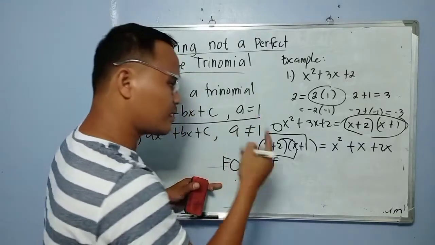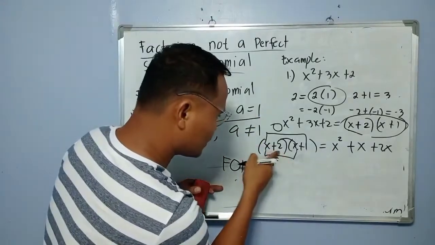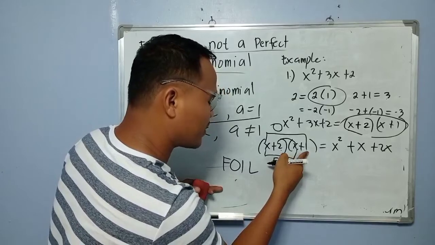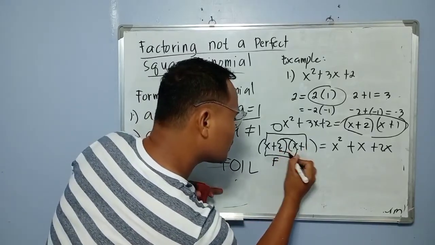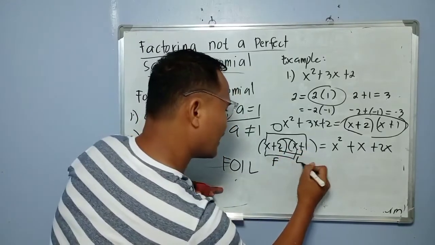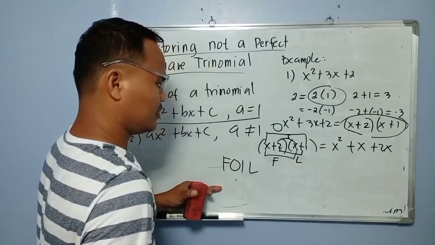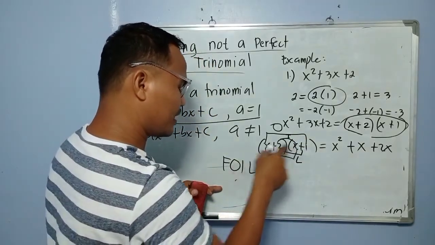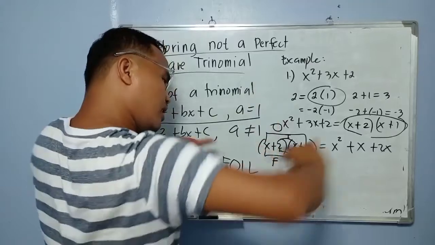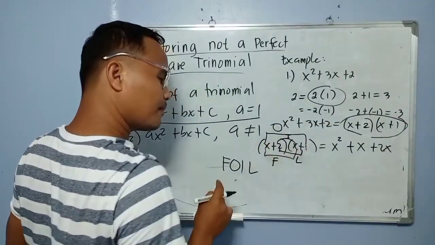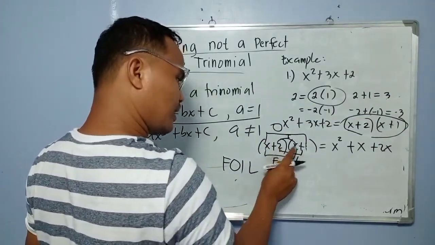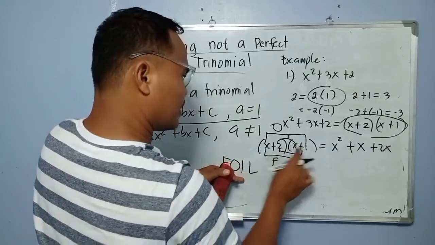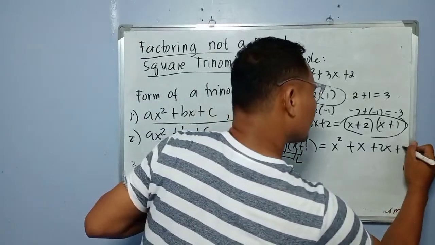And then L, the last term of the two binomials. The last term of x plus 2 is 2. The last term of x plus 1 is 1. So 2 times 1. That is our L. Okay, F, x times x, first term. O, the outer, x and 1. And the inner, 2 times x. In the last term, 2 times 1. 2 times 1 is positive 2.